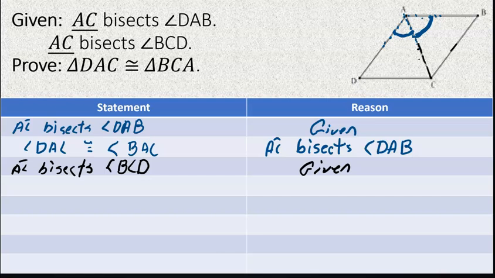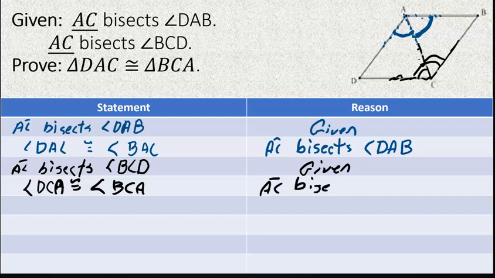And what's happening here is this line AC is cutting apart this angle down here, DCB or BCD. Either way, that's the same angle, creating these congruent angles here. So I now have angle DCA is congruent to angle BCA, and I'm just once again going to use the language from the given.